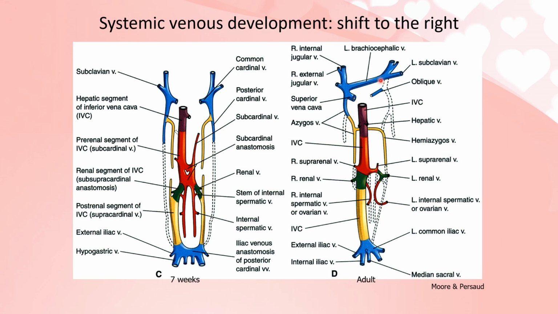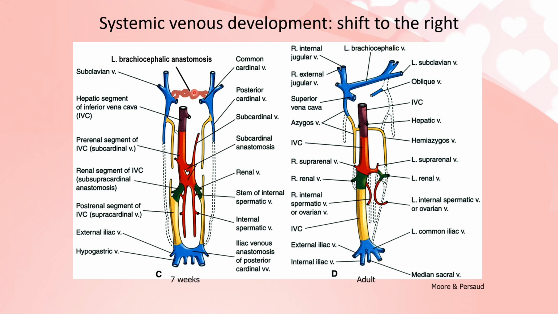Also look at this diagram. This one was the common cardinal vein on both sides, with the anterior and posterior cardinal veins. Then an anastomotic channel appeared. This is the anastomotic channel between the two common cardinal veins, and when on the left side the anterior cardinal vein disappears, this anastomotic channel will form the left brachiocephalic vein.